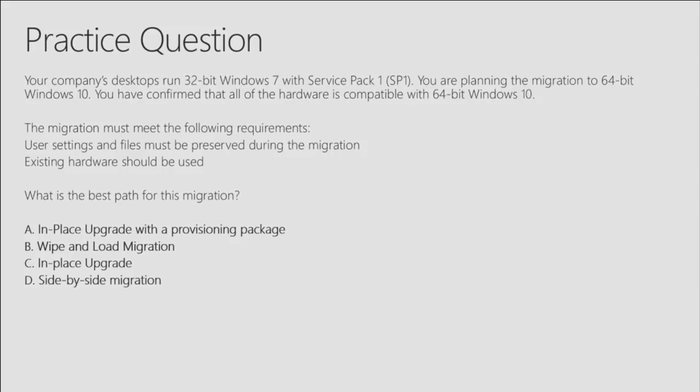Your company's desktops run 32-bit Windows 7 with Service Pack 1. You're planning the migration to 64-bit Windows 10. You have confirmed that all of the hardware is compatible with 64-bit Windows 10. The migration must meet the following requirements. User settings and files must be preserved during the migration. Existing hardware should be used. What is the best path for this migration? So we've got a few options there. What say you?